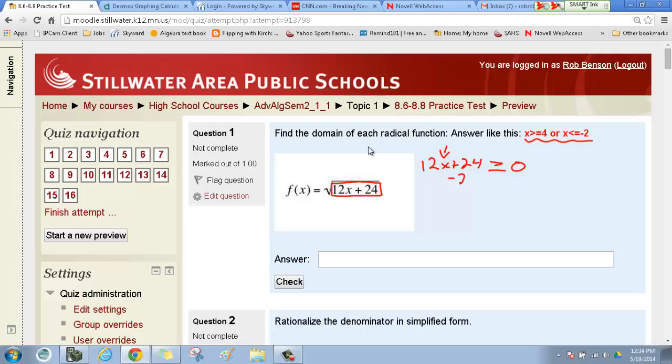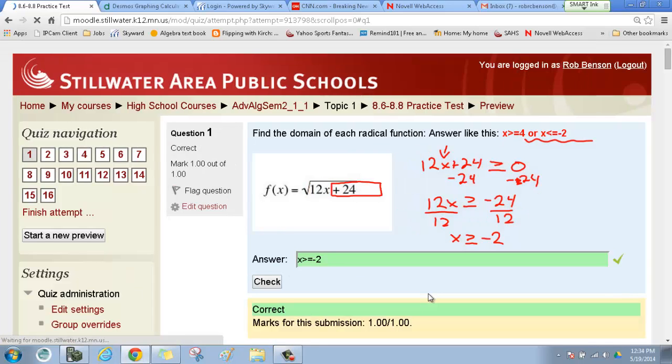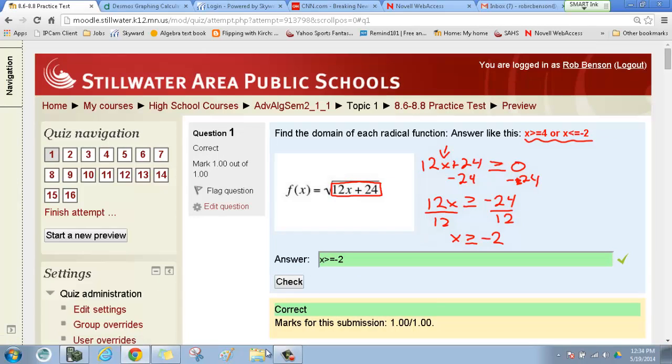I'm going to start by subtracting 24 from both sides. So I have 12x is greater than or equal to negative 24. And then I'm going to divide by 12, and I have x is greater than or equal to negative 2. So my solution should be x is greater than or equal to negative 2. I'll put that in and check it. We're all good to go on that one.